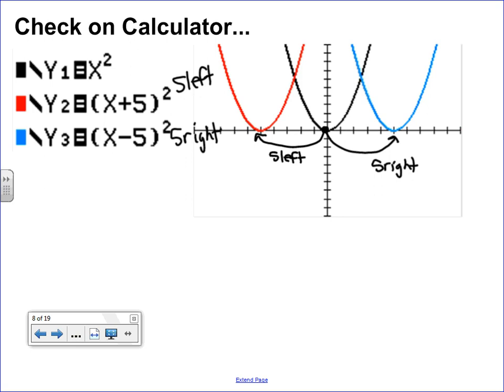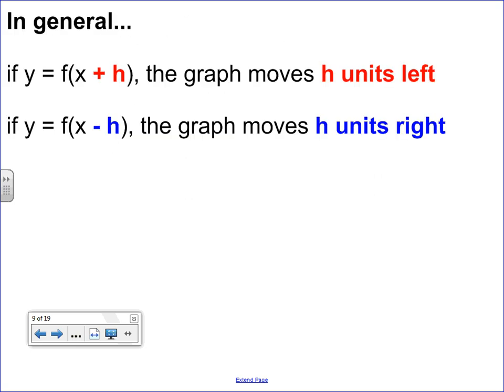So let's put that together now. If I have y equals f of x plus h, so the plus h, the graph moves h units to the left. If I have x minus h, the graph actually moves h units to the right. So I hope that answers the question as to why left and right are the opposite signs of what you would expect.